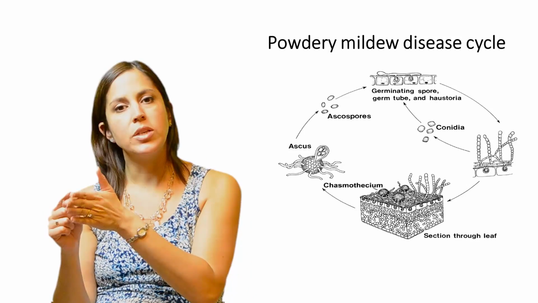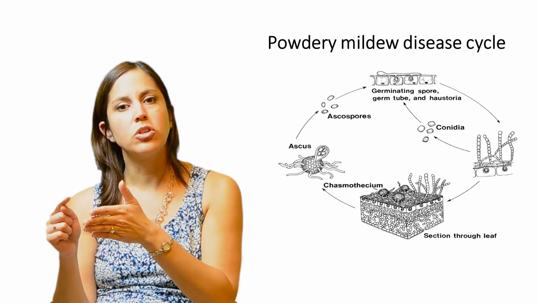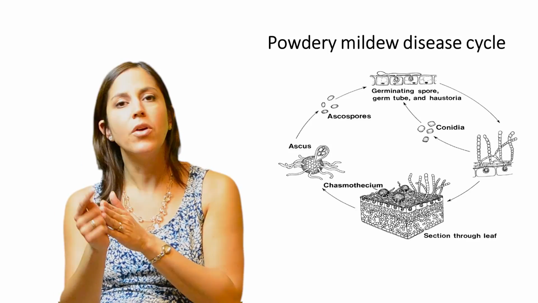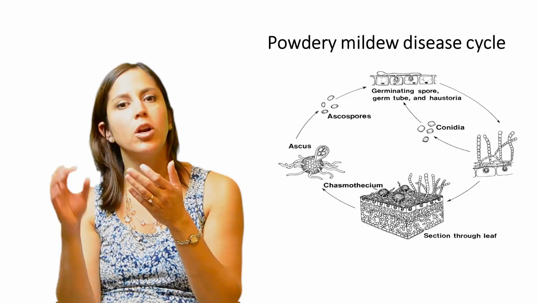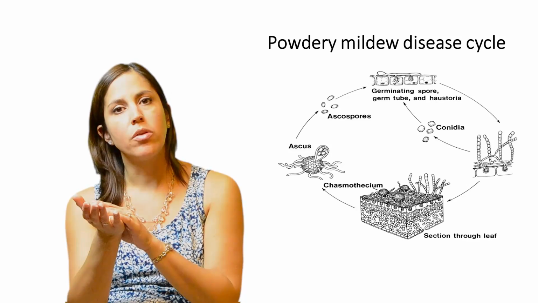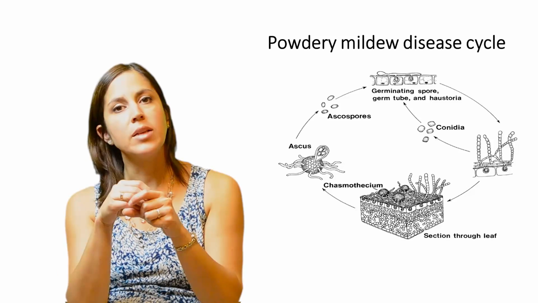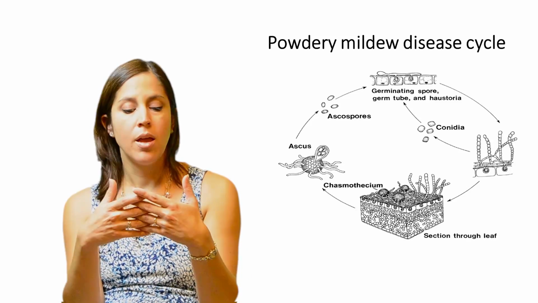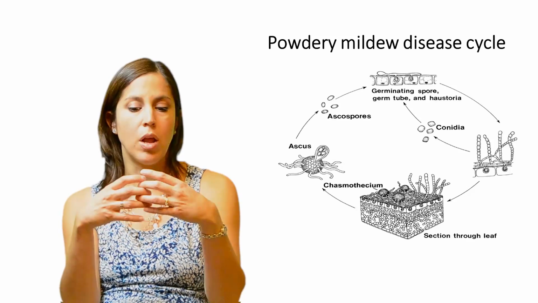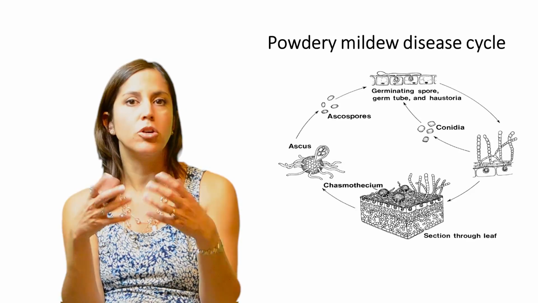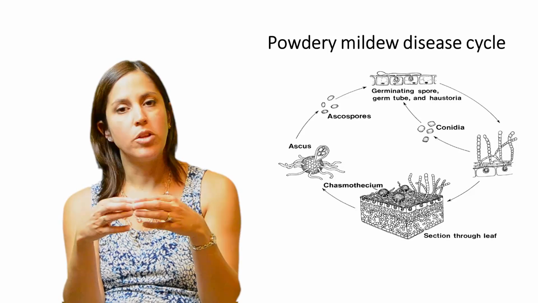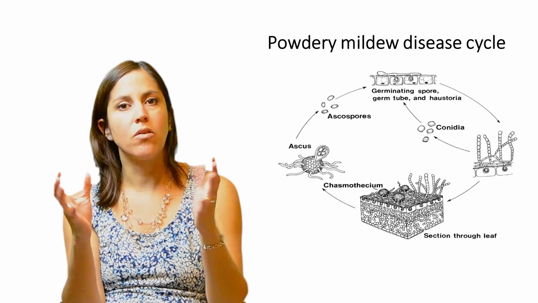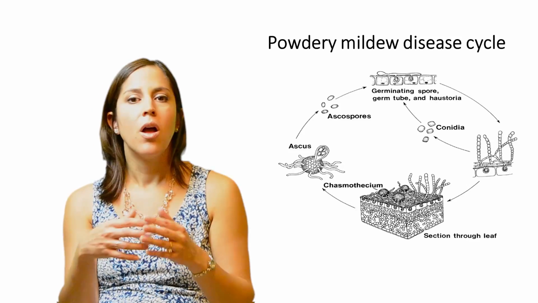Finally, at the end of the season, when the weather conditions start to change, the fungus changes its structure and starts producing the cleistothecia, again with the asci inside, and then it produces the sexual spores. The fruiting bodies are the overwintering way for it to survive for the following season. And this is the disease cycle of the fungus.